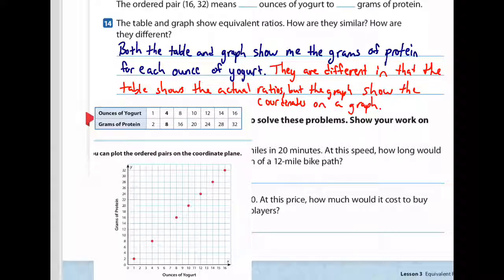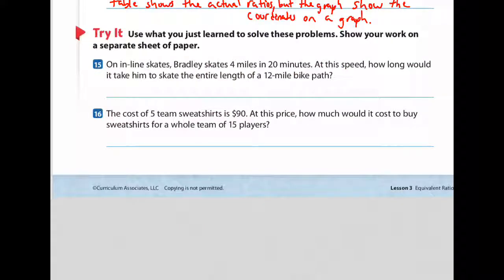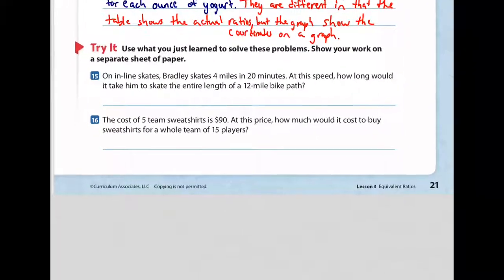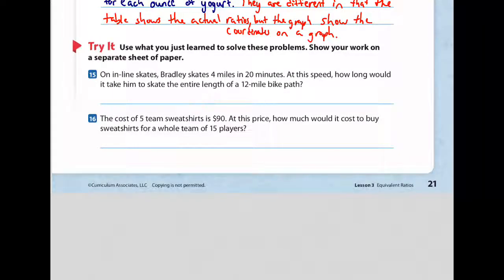All right, so now at this point, we're done with up through number 14. So now I'm going to give you some new directions. Okay, we're on to number 15 and 16. So in 15, let's read the directions. It says, use what you learned to solve these problems. Show your work on a separate sheet of paper. Now, you can show your work if you have room in your book. That's fine. So you could even probably fit your work on this line.